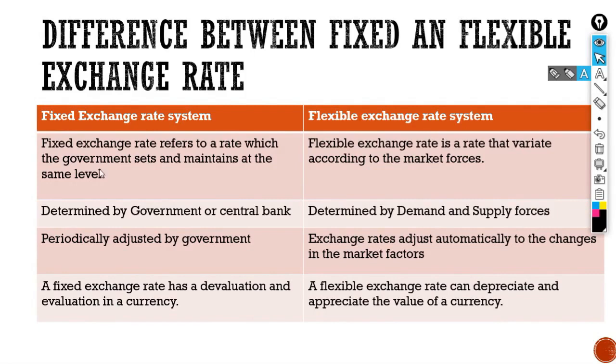So the very first point under fixed exchange rate system is that fixed exchange refers to a rate which the government sets and maintains at the same level. So this is already that we have been through earlier. Key fixed exchange rate is set by the government and it maintains at the same level. On the other side, flexible exchange rate is the rate that varies according to the market forces. So it changes, it is not fixed, it changes according to the market forces.